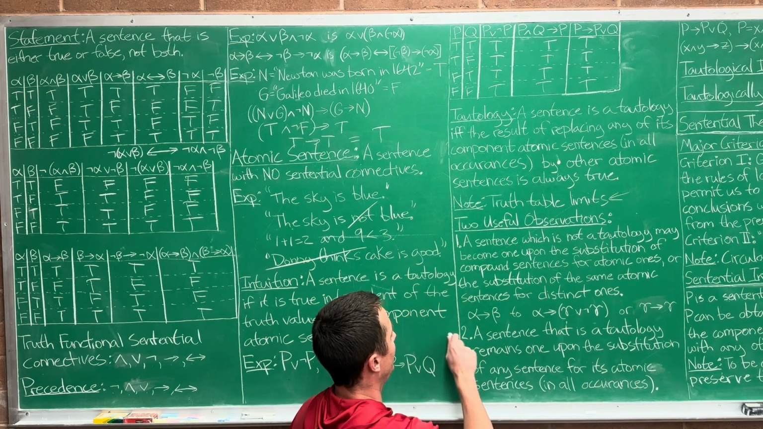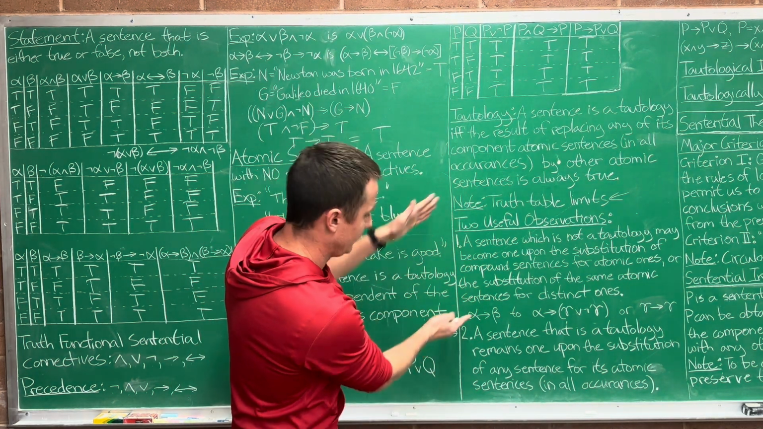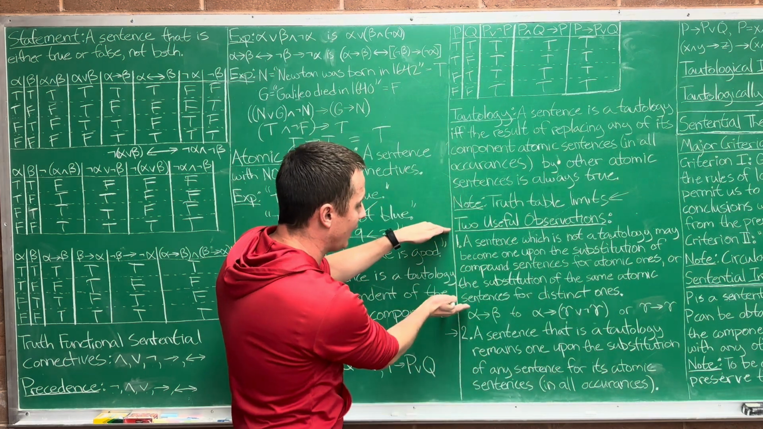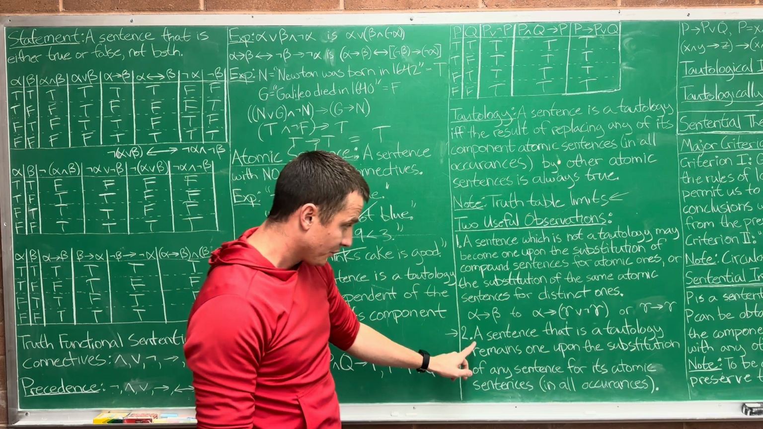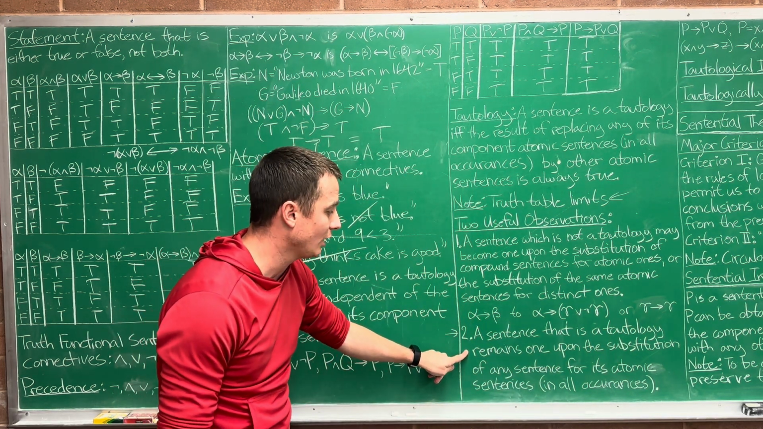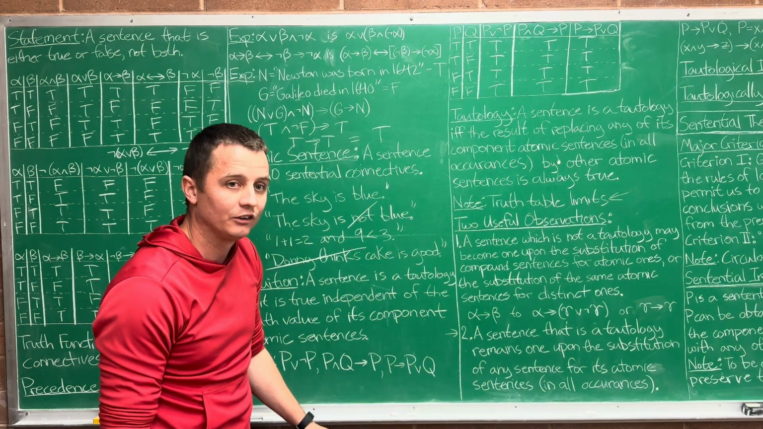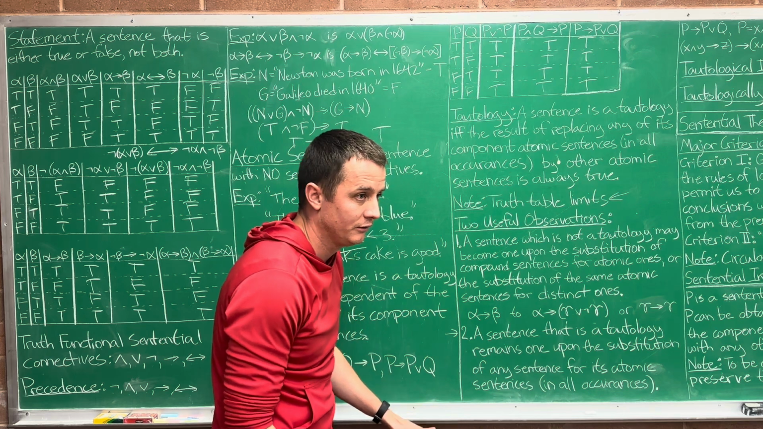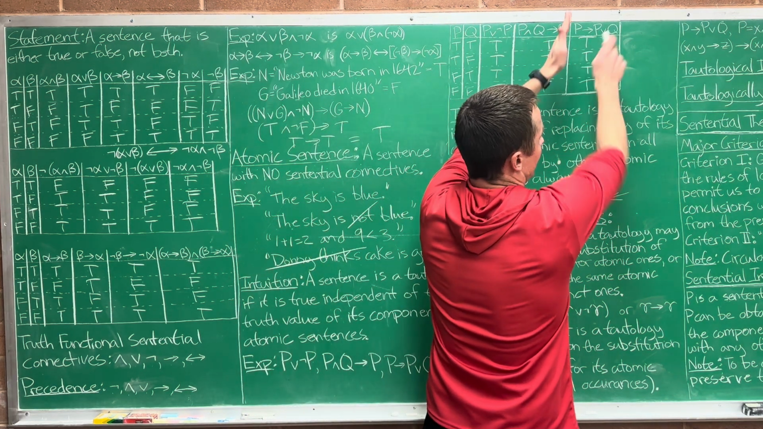Sorry. So here's our second useful observation. Our first one is, if we do these substitutions, we can turn things that are not tautologies into tautologies. Second observation: a sentence that is a tautology remains one upon the substitution of any sentence for its atomic sentences, as long as you do it in all occurrences. So we already proved that each of these things right here was a tautology, right?